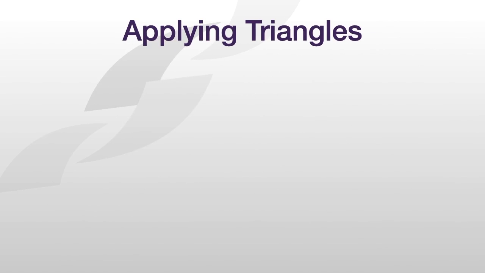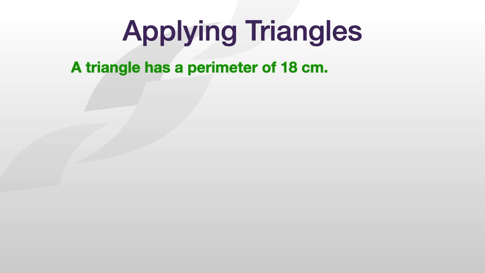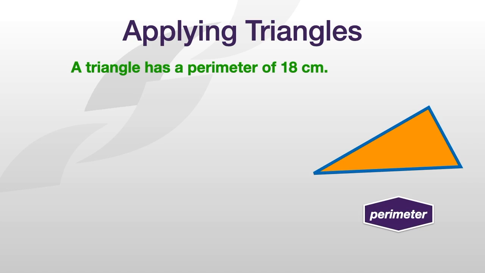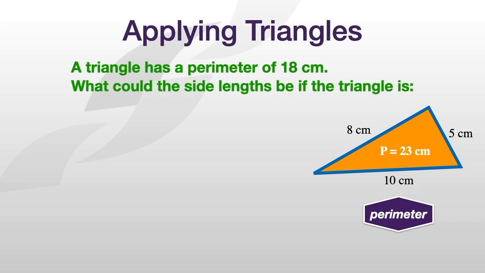In our final problem, we are given that a triangle has a perimeter of 18 centimeters. The perimeter of a shape is a measure of the distance around it. For example, in this case, the perimeter would be the sum of 5, 8, and 10 centimeters, so its perimeter is 23 centimeters. Back to the triangle with a perimeter of 18 centimeters, what could its side lengths be if the triangle is equilateral? What if the triangle is isosceles?